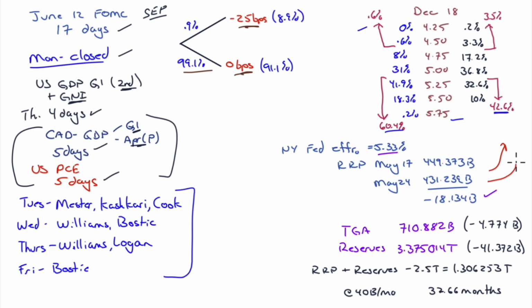Typically at month end, we should see some kind of increase here. If it is a decrease, I would find that interesting. TGA 710, down 4.7 billion. Reserves 3.375 trillion, down 41 billion. So reverse repo plus reserves minus ample reserves, 1.3 trillion in runoff, my best guess. At 40 billion a month, 33 months, maybe 3 years of this slow bleeding off on the balance sheet.